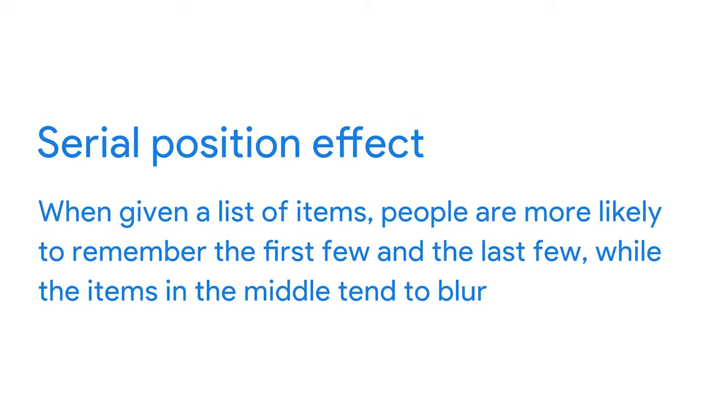Another bias you may have during usability study is serial position effect. Serial position effect is a psychological bias that states that when given a list of items, people are more likely to remember the first few and the last few, while the items in the middle tend to blur. Be aware that when you're interviewing or watching participants, the first and last things they reveal might stand out to you more than the feedback in the middle because of the serial position effect.